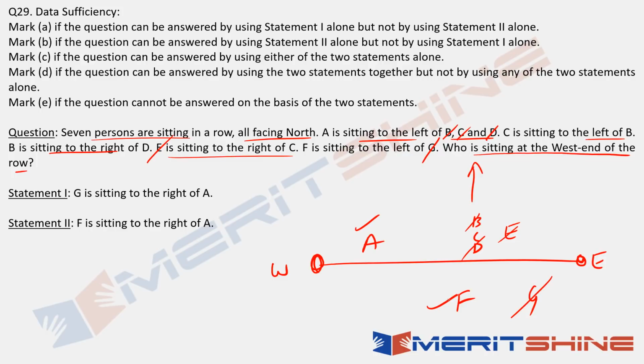So which statement would help us? F is sitting to the right of A. This is going to help us because now we know that A would be the person. Fine, so this is going to give us the answer. Is this going to give us the answer? No, it's not going to help us because you'd still not be decided between A and F, right? So this was simple. The confusing part here was, what is the answer here? You can answer it using statement 2 alone. This is option B, mark B.